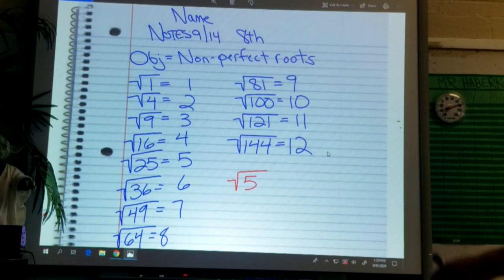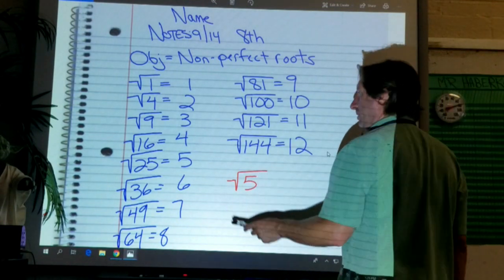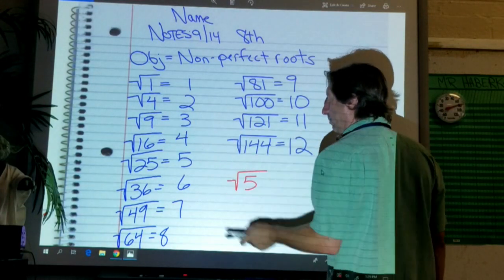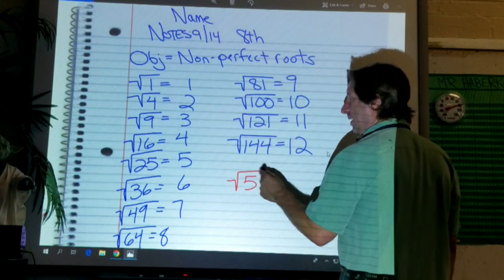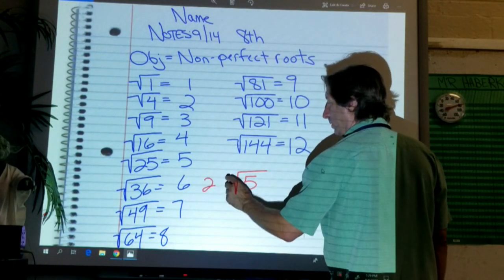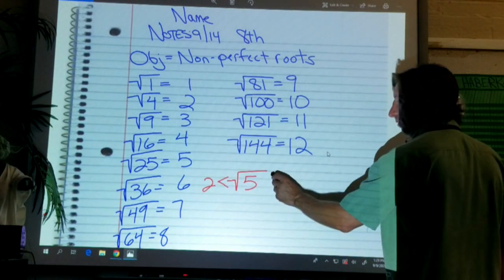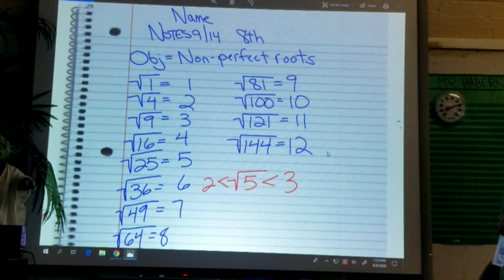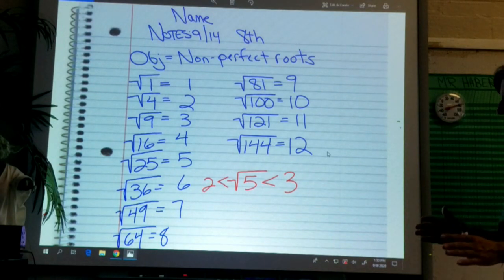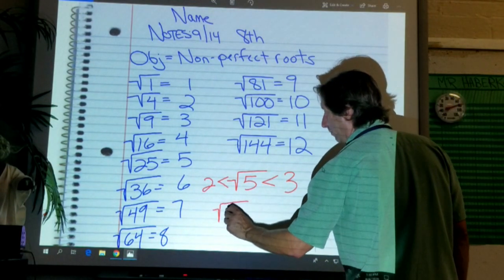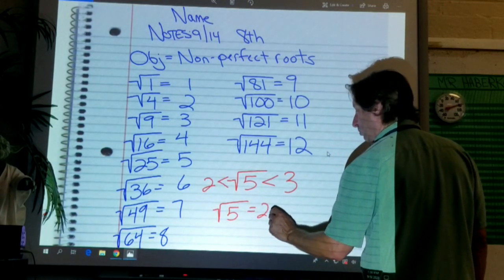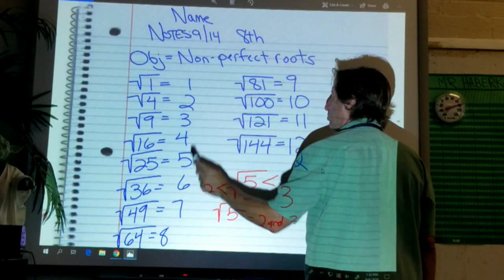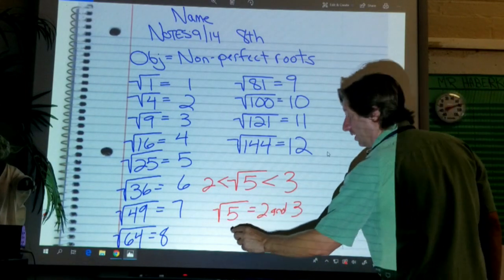All we're going to figure out today is the square root of 5. Well, it's not 2, that's too small, and it's not 3, that's too big. So it's somewhere in between 2 and 3. So we're going to say that 2 is less than the square root of 5, and 3 is greater than the square root of 5. You're just saying that it's in between 2 and 3. We'll write it for today: the square root of 5 is in between 2 and 3, somewhere in the middle of there. And then we're also going to write that it's an irrational number.